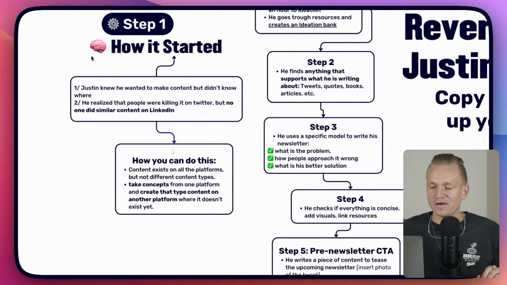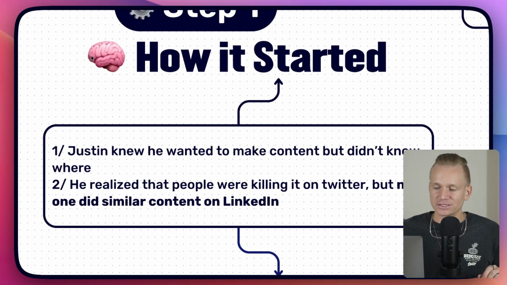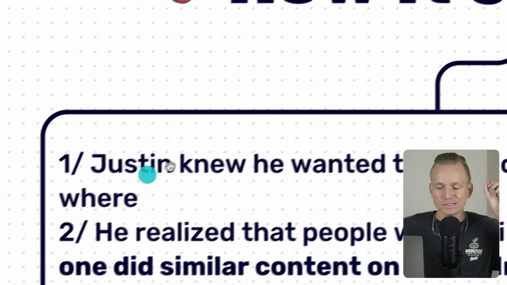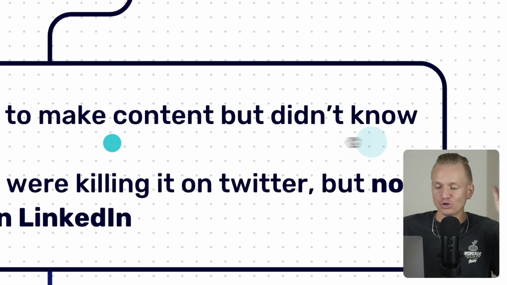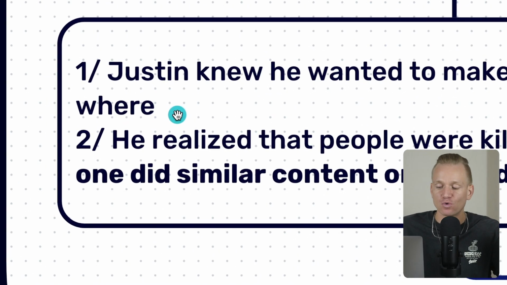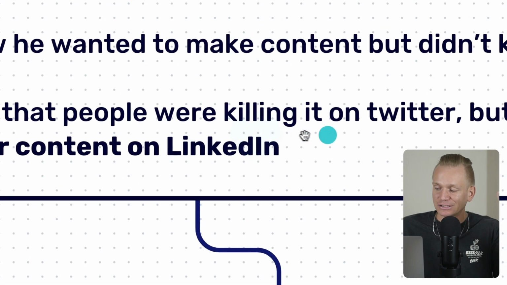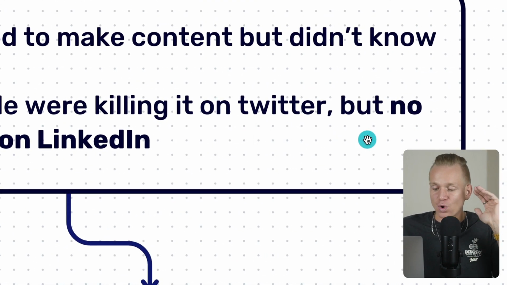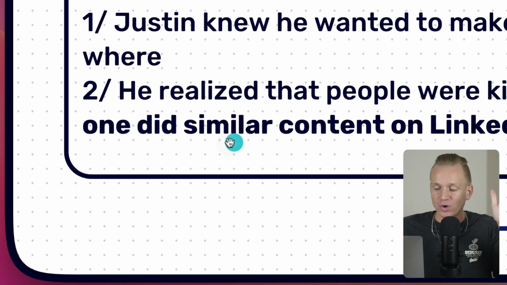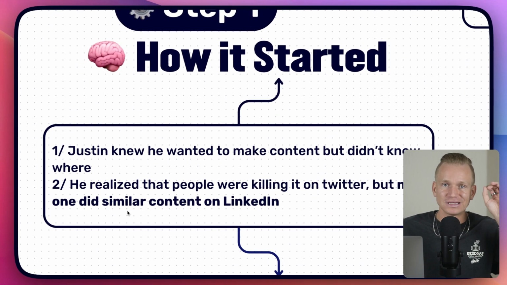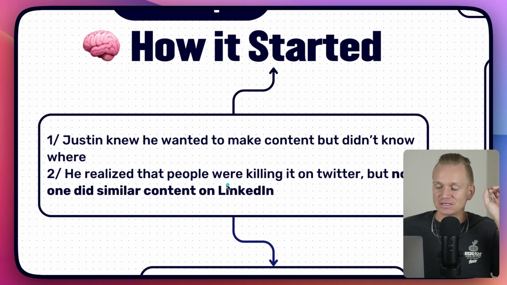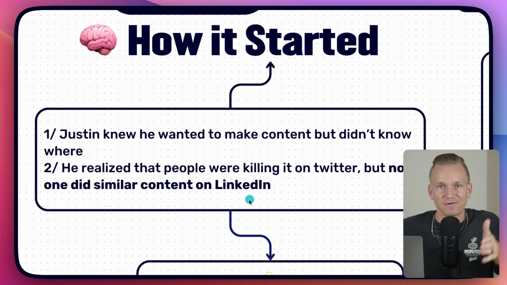Okay, so the very first step, where Justin Welsh started: Justin knew that he wanted to make content, but he didn't know exactly where he wanted to be posting it, which kind of platform. He realized, though, that people were killing it on Twitter and there was absolutely no one doing similar content on LinkedIn. So basically he found this gap in a specific niche, or in this case a specific platform.